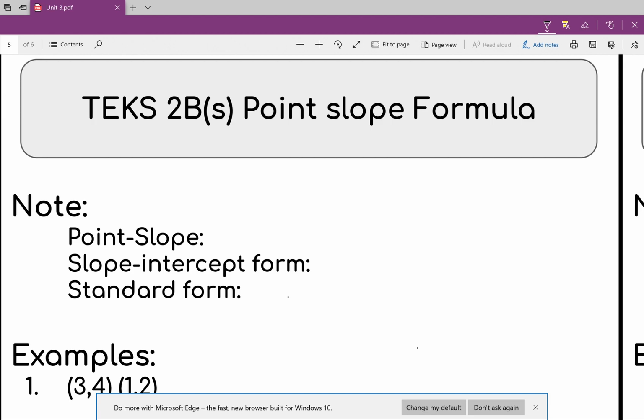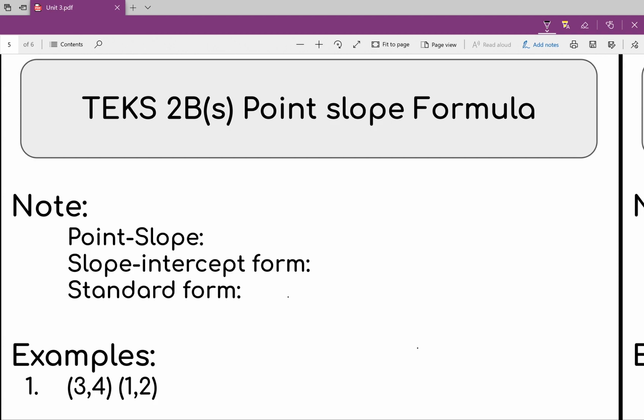TEKS 2b point slope formula. So today we're going to talk about the point slope formula. It's a formula that we can use to form a linear equation. So let's first look at the note part, and I'm going to write out all the formulas that we're going to be talking about today.